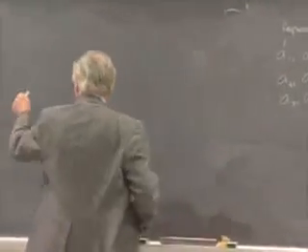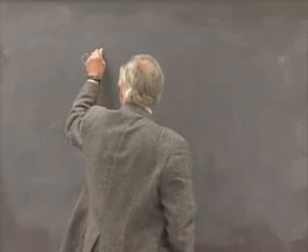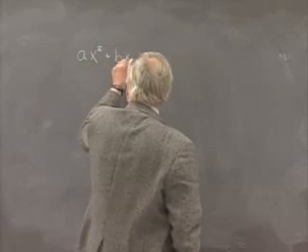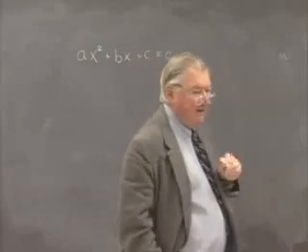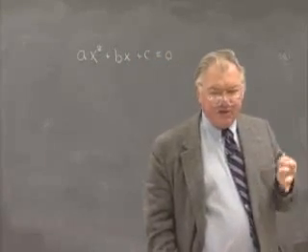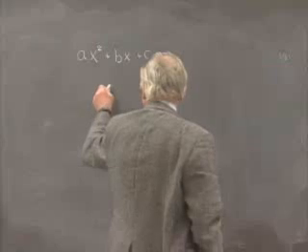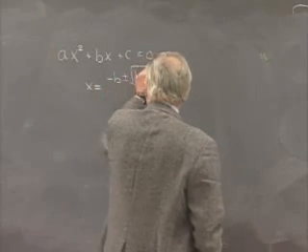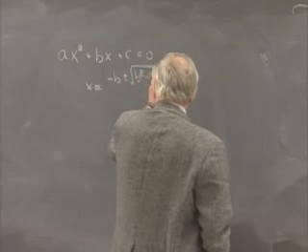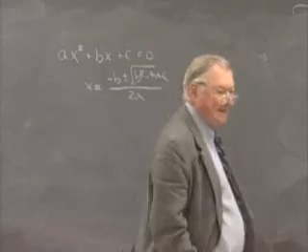If I have an equation of the form ax squared plus bx plus c equals 0, I know the solution of that. It's etched indelibly in my memory, and it says that x equals minus b plus or minus the square root of b squared minus 4ac all over 2a.